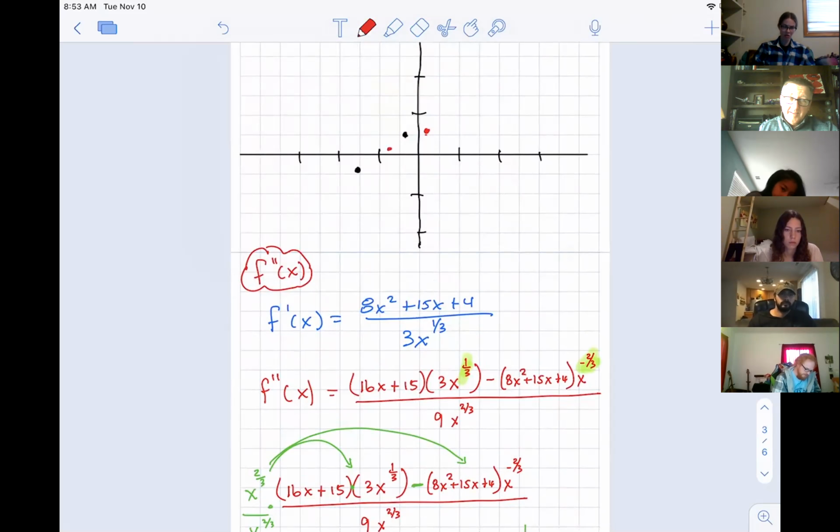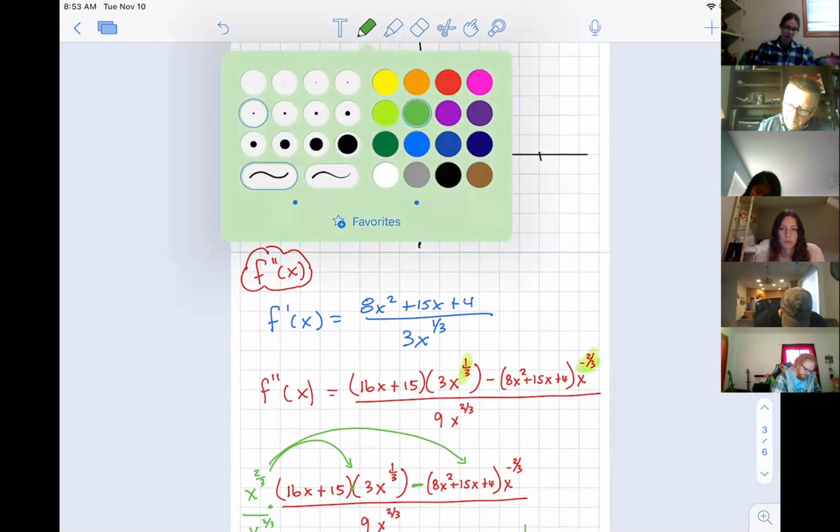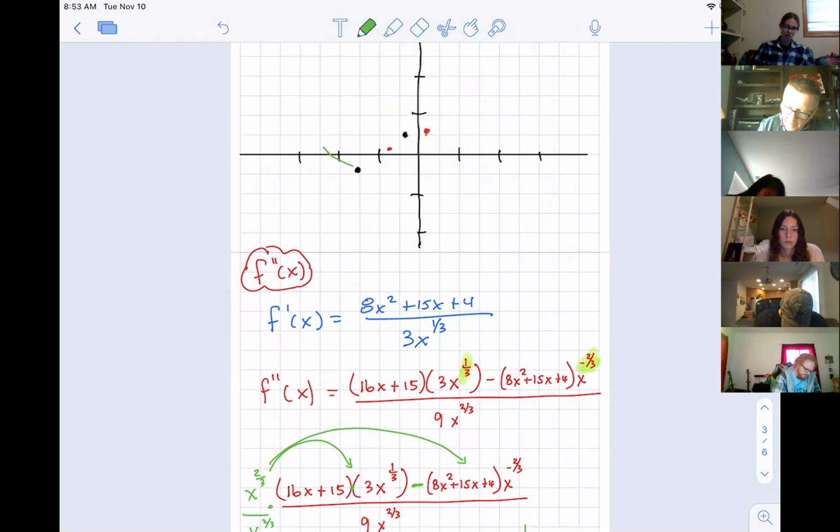So here's what I'm thinking now. I'm thinking this graph is concave up to right here. Let me do this in a different color. I'm thinking my graph is concave up to right there, and then here it switches to concave down. Do you agree with that? See how it's concave down now?